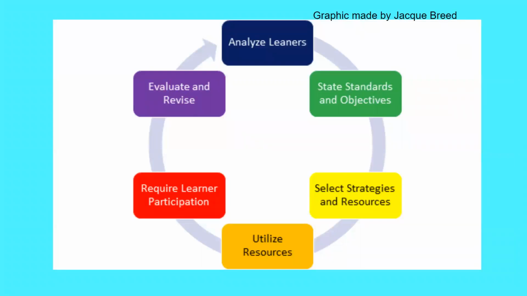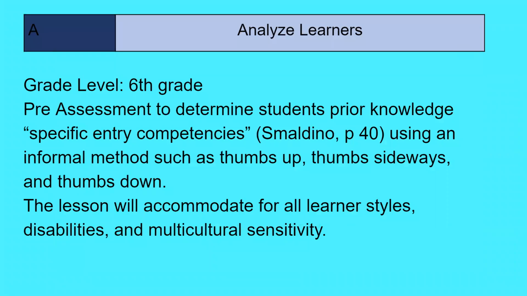The ASSURE model is a circular cycle. We start with analyzing learners, then we move on to stating standards and objectives. From there, we're able to select our strategies and resources for our lesson, utilize our resources, require our learner participation, and then evaluate and revise.